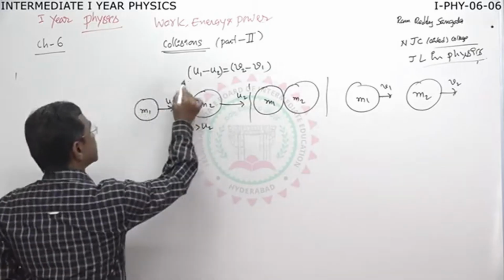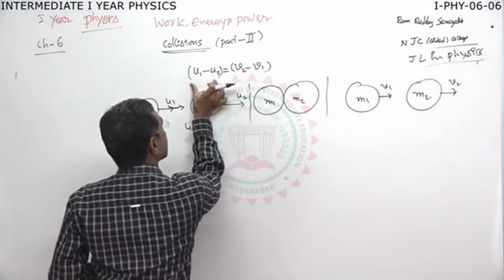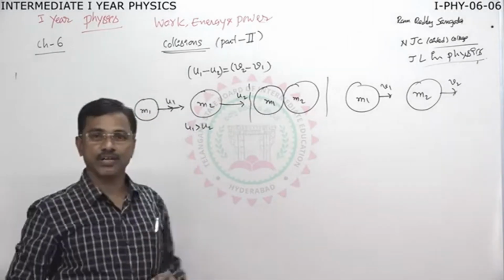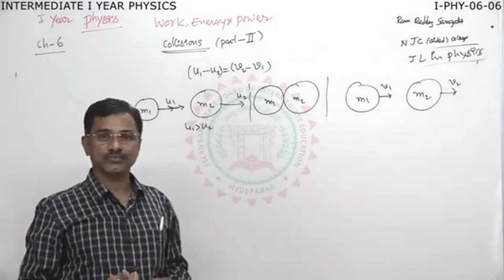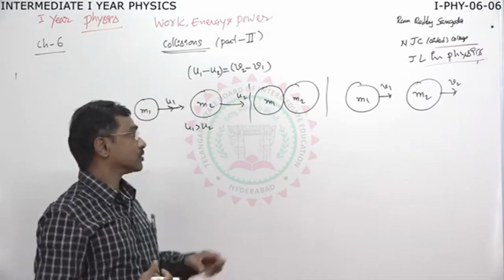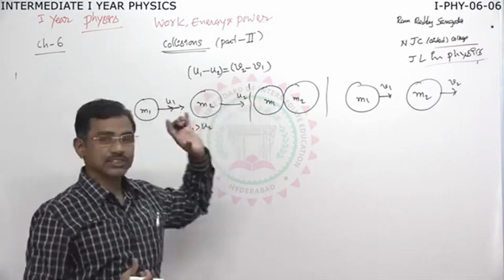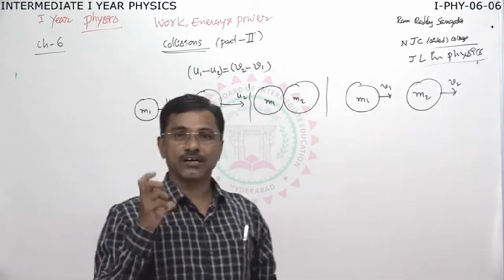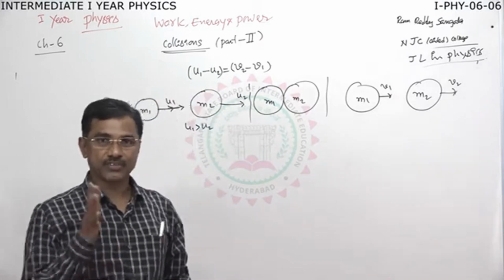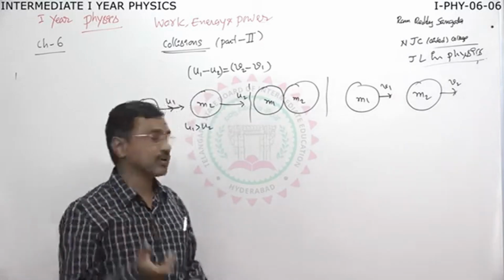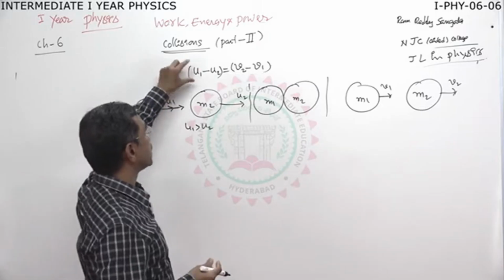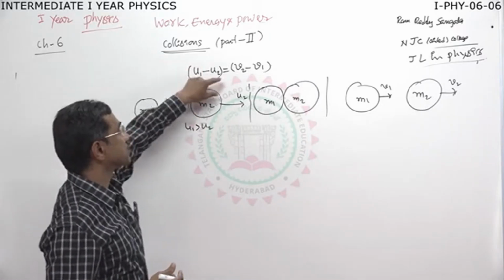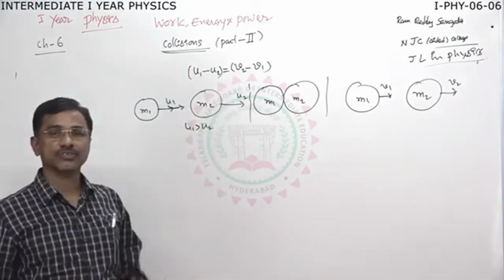Now, the relative velocity of approach is equal to relative velocity of separation. Up to this, you have to derive, and it is a continuation further. I'll just remind you. In the previous class, we considered a one-dimensional elastic collision, and then we applied the law of conservation of linear momentum and the law of conservation of kinetic energy. On simplifying, we get two equations, and dividing one equation by the other, we get this final equation: relative velocity of approach is equal to relative velocity of separation.